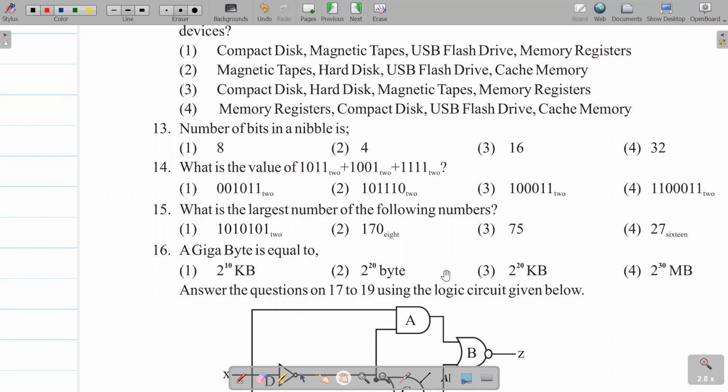Okay, so the 14th one says, what is the value of these 3 figures? Add these 3 figures.